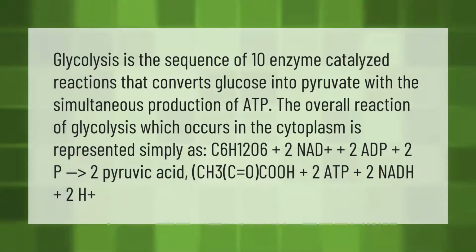Glycolysis is the sequence of 10 enzyme-catalyzed reactions that converts glucose into pyruvate with the simultaneous production of ATP. The overall reaction of glycolysis, which occurs in the cytoplasm, is represented simply as C6H12O6 plus 2 NAD+ plus 2 ADP plus 2 Pi yields 2 pyruvic acid, CH3-C=O-COOH, plus 2 ATP plus 2 NADH plus 2 H+.